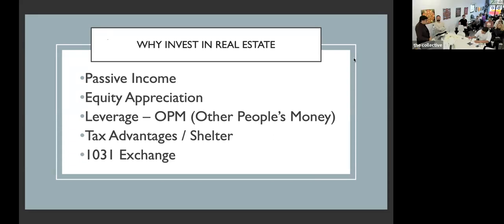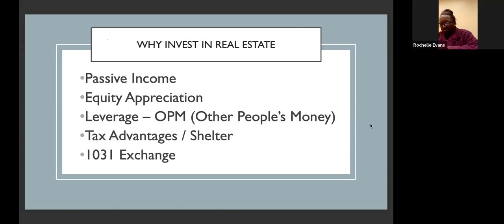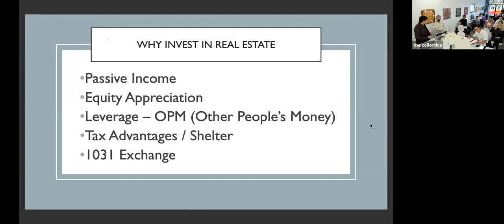Another thing I heard was tax advantages, right? As a shelter, can you use your stocks to shelter any of your earnings? Not so much, right? It's kind of hard. Whereas with real estate, the tax code, the way it's built and the way it's written, is very advantageous for real estate investors, okay?